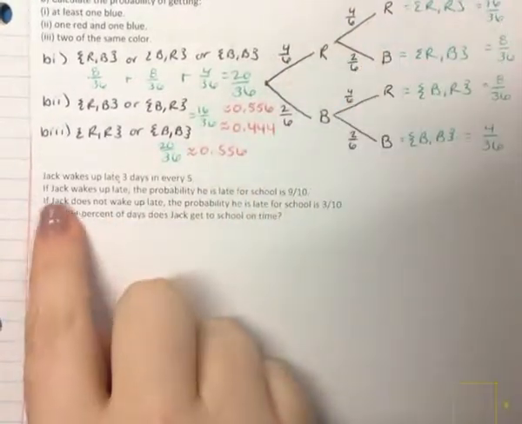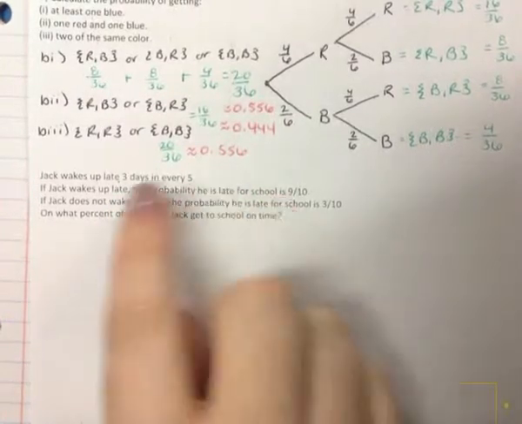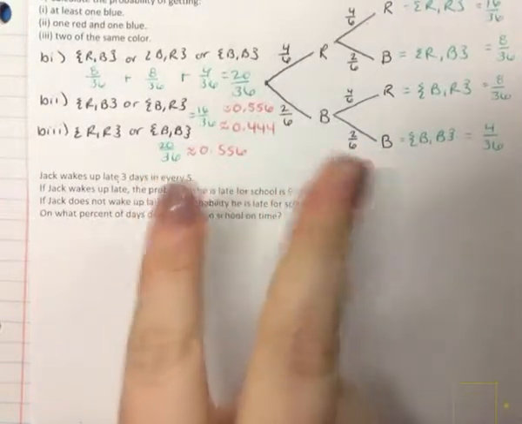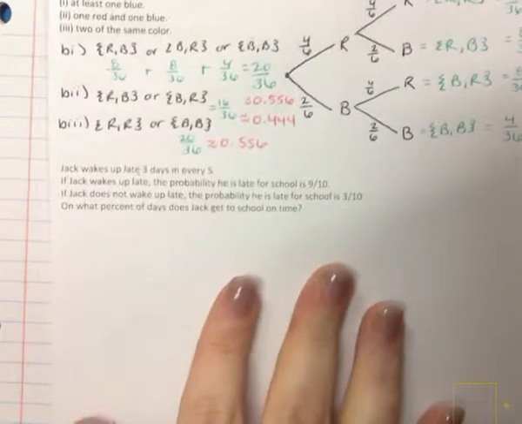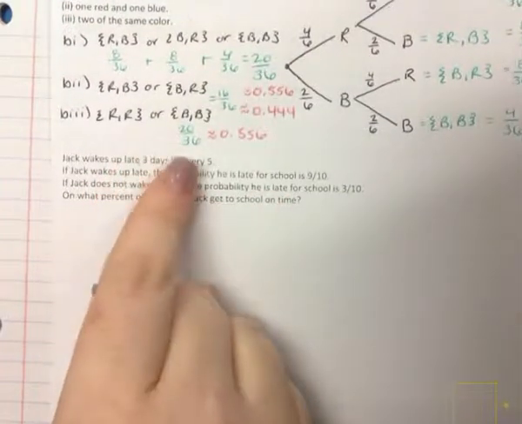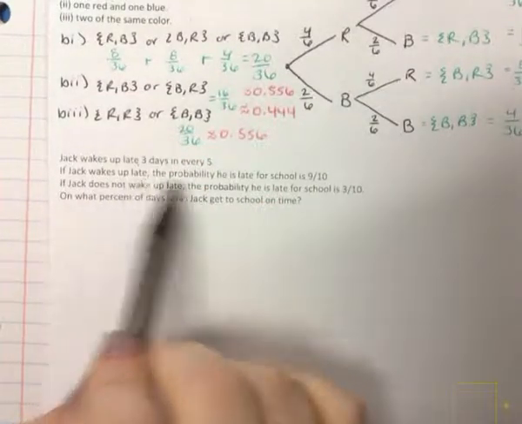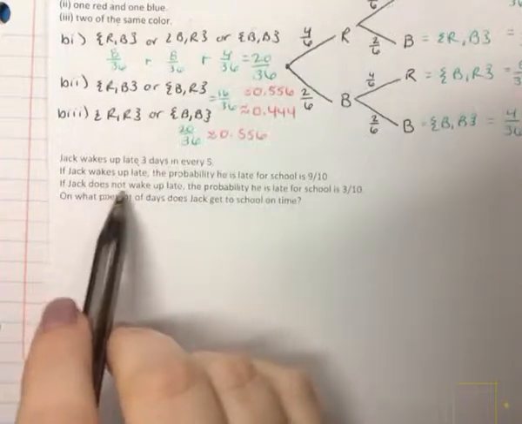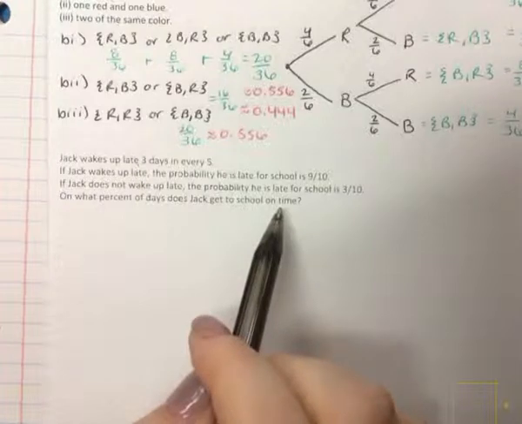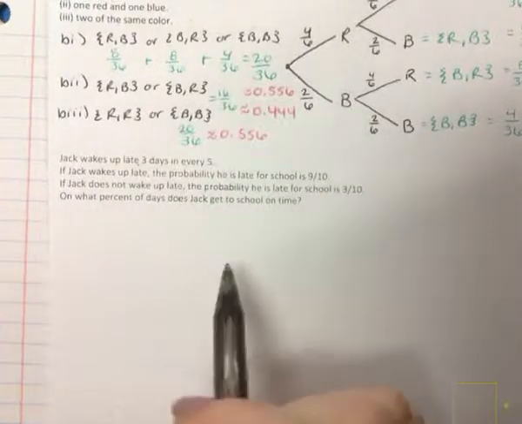So if we continue on, if he wakes up late, the probability he is late for school. So not only is he waking up late, but he's also late for school. So those are 2 actual different things that are happening. So that's when we draw our tree diagram. We have to talk about him waking up late and getting to school late. So we have waking up late, he is late for school. Does not wake up late, he is late for school. So the 2 things you could have is he wakes up late, he does not wake up late, he's late for school, or he's not late for school.